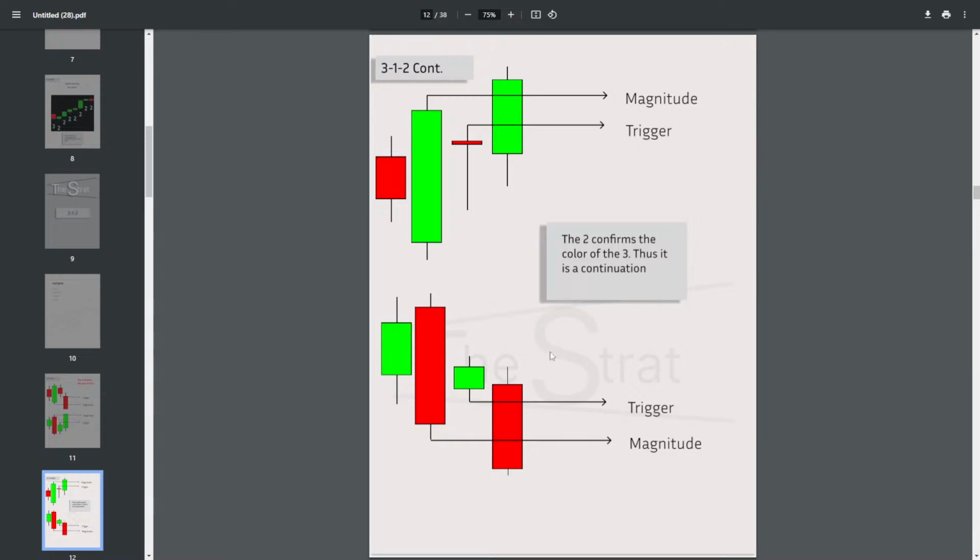We also can have continuations. So notice we get the 3 to the upside, the 1, and then the 2 to the upside, confirming the direction of that 3. And just like a 2-1-2 continuation, your odds are definitely slightly less, but we still have a magnitude if that's enforced. So that's still something we look for, especially if we have a hammer like this. And you'll see the 2 is confirming the color of the 3, which makes it that continuation. Then in this case, the 3 down, the 1, consolidation, and then the boom. 1, 2 to the downside. Trigger and magnitude, just like the reversal, except it's a continuation.